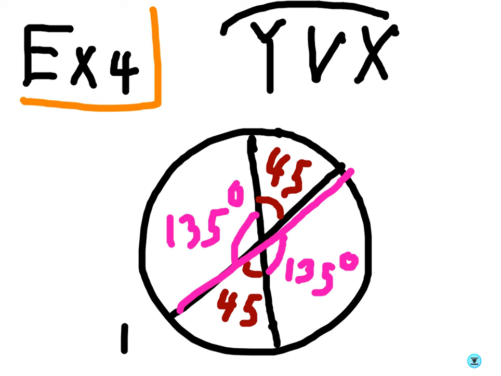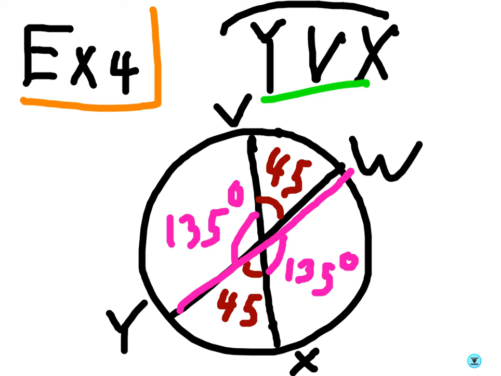Let's label our points. This is Y. This is X. This is W. This is V. So let's go ahead and see what YVX is. Oh, okay. Yeah, so it's a very big angle. It goes all the way around.